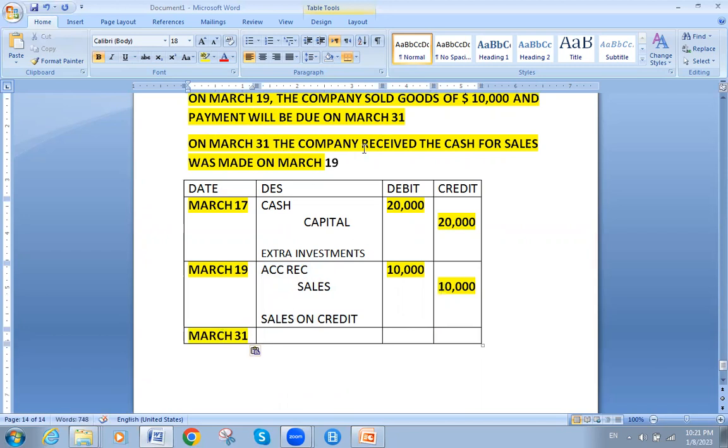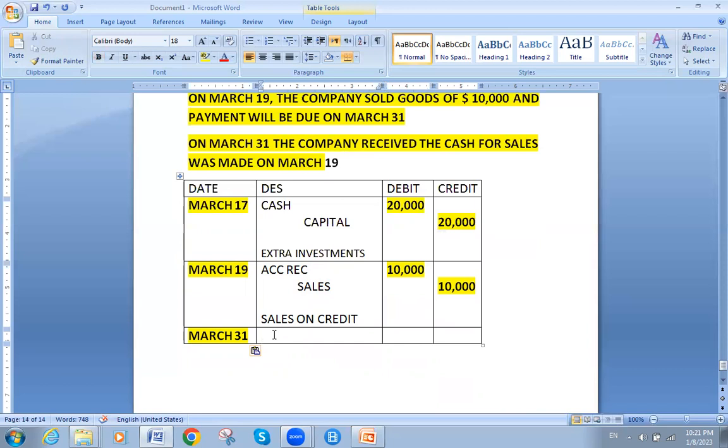What happened on March 31? The company received the cash. So what happened in the previous transaction, now it was on credit. So now the people will pay. On March 31, the people will pay this $10,000.